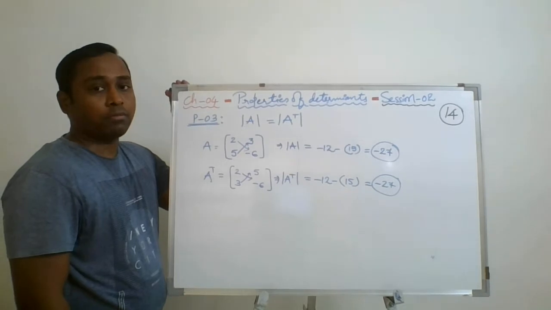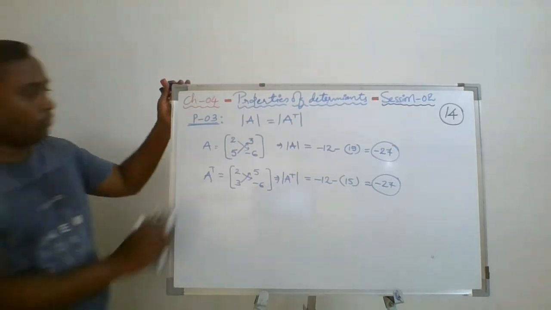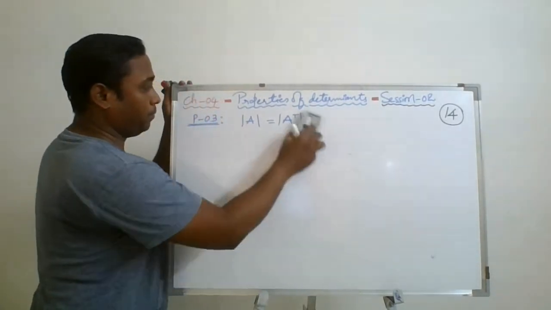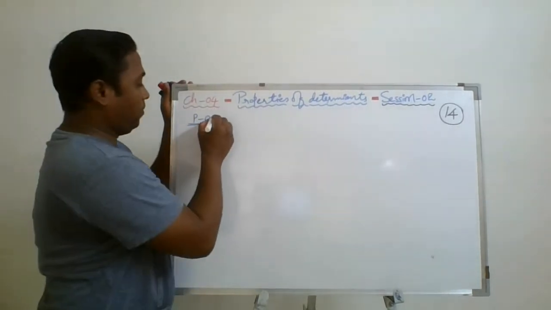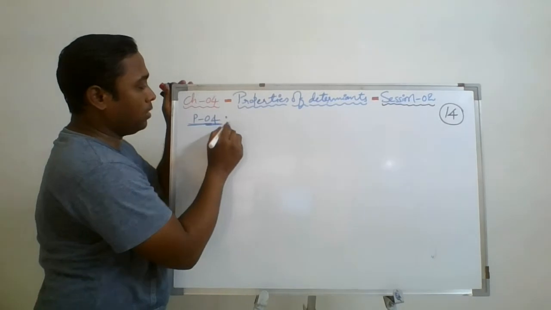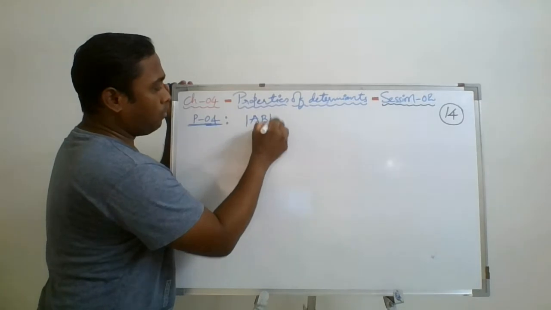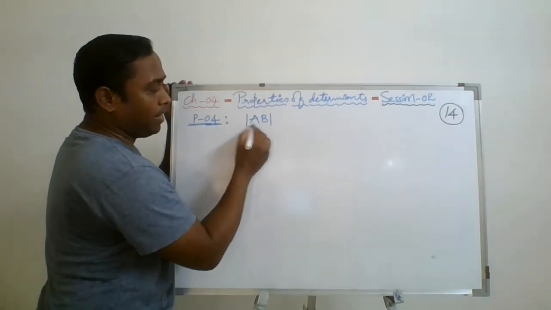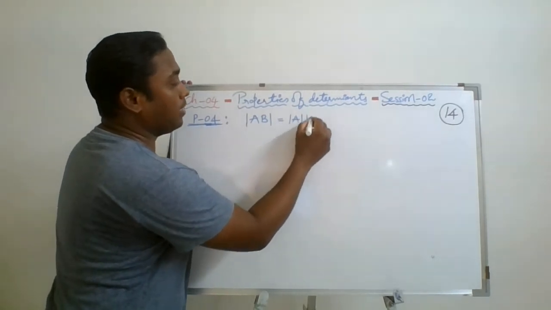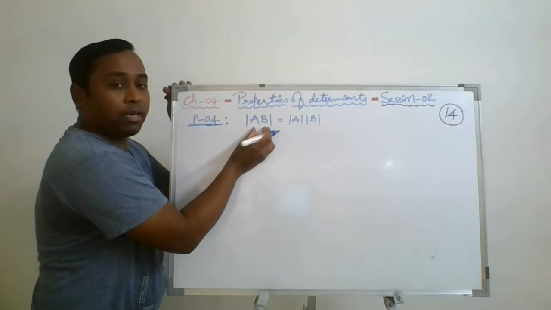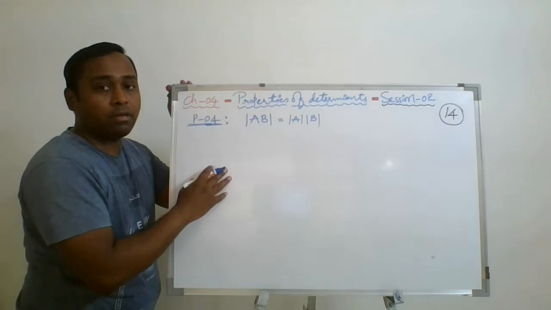Now coming to property number 4. What is property number 4? Property number 4 says that det of AB, where the product exists, and both are square matrices, is equal to det A into det B. Det of AB is equal to det A into det B. So you can understand this property with an example.